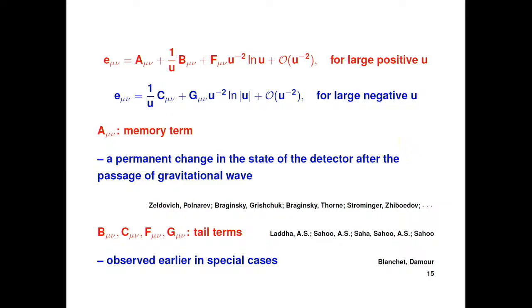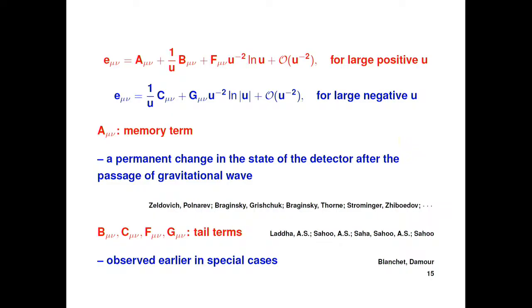So you have these features: h mu nu for large positive u, that means late time, has this form, and h mu nu at large early time has this form. The constant term here is what is called a memory term. It is a somewhat strange object, because what it says is that you start with h mu nu being 0. That means no gravitational field at the beginning. Then the wave comes and hits you. Then there is some oscillation, h mu nu changes, the wave passes.